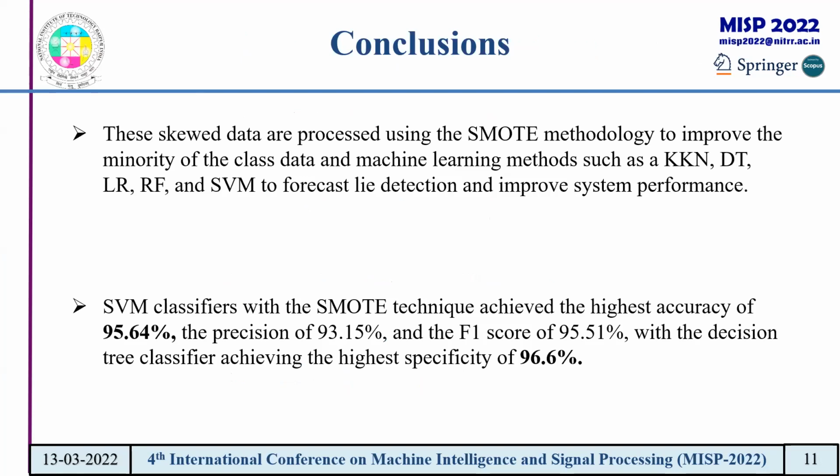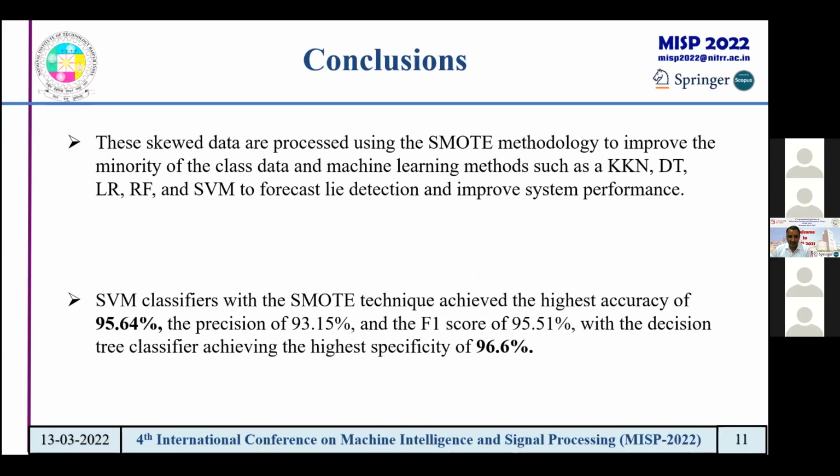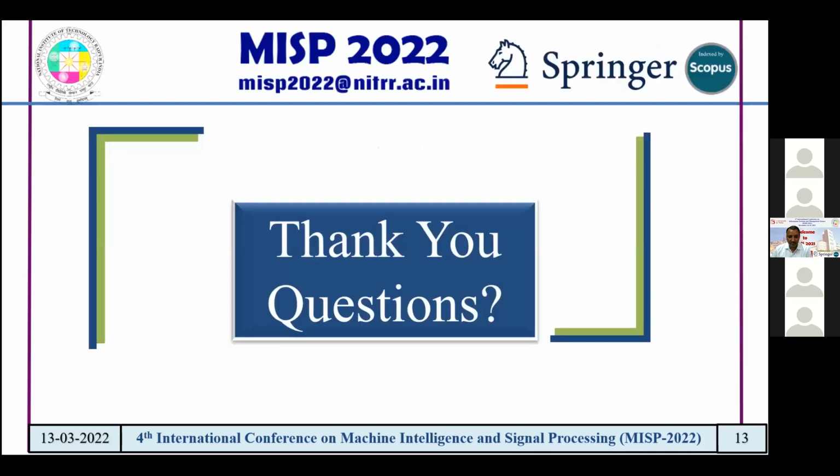In conclusion, the SMOTE technique can be applied to improve the innocent class compared with the guilty class. So we make the innocent and guilty class label data equal. Then we can apply the machine learning methods, so we can predict lie detection as well as improve the system performance. Here SVM gets the highest accuracy, 98.6 percent. So these are the references. Thank you.